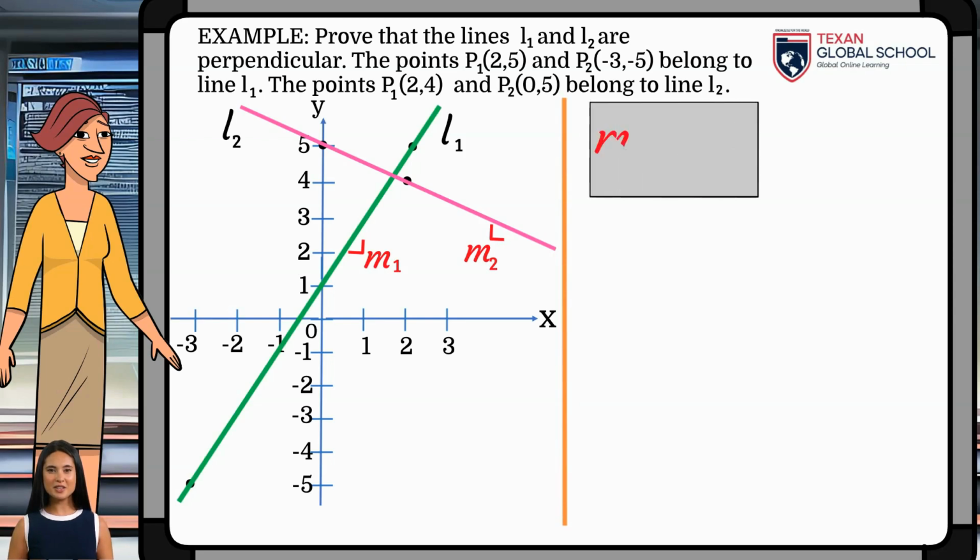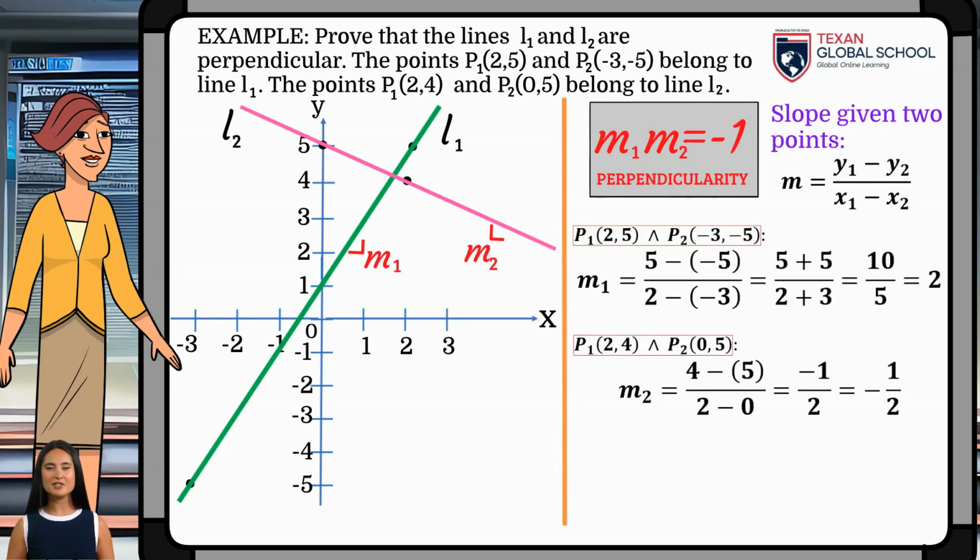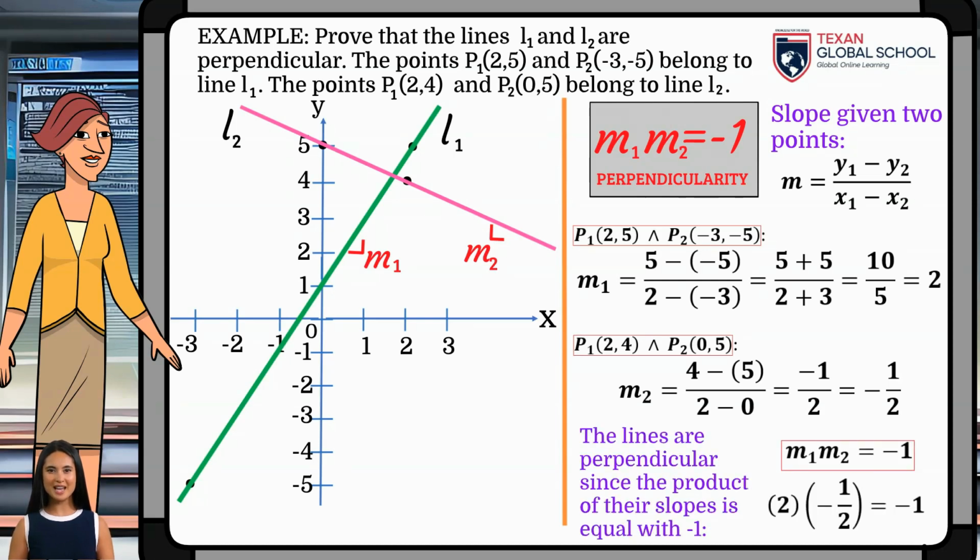As discussed earlier, two lines are perpendicular to each other if the product of their slopes is equal to -1. So, calculate the slopes of both lines given 2 points using the formula analyzed in previous classes. For L1, its slope is equal to 2. For the line L2, its slope is equal to -1/2. If we perform the product of its slopes, the result is -1. Graphically, we can see that the lines are perpendicular, and analytically, it is also demonstrated.